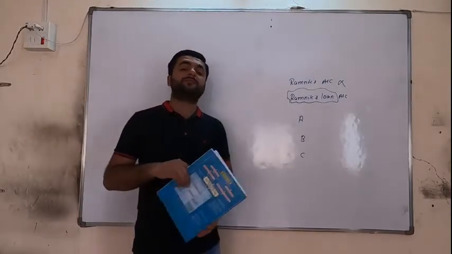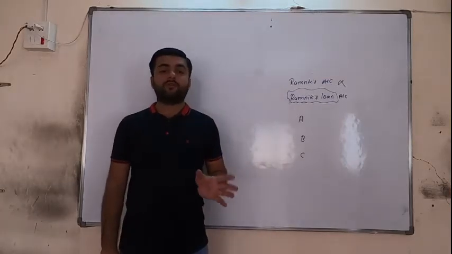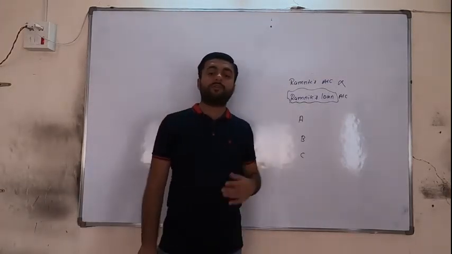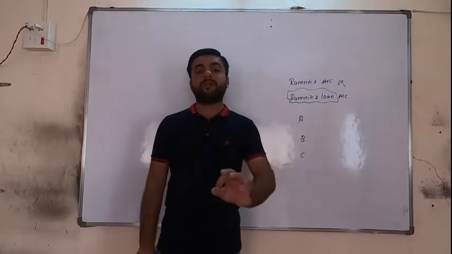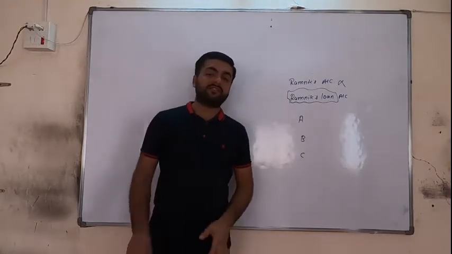Shop rent paid rupees 5,000. Paid means cash has already gone out, so cash account should be credited. Moreover, what was the expense? Shop rent. So shop rent is to be debited and cash is to be credited.